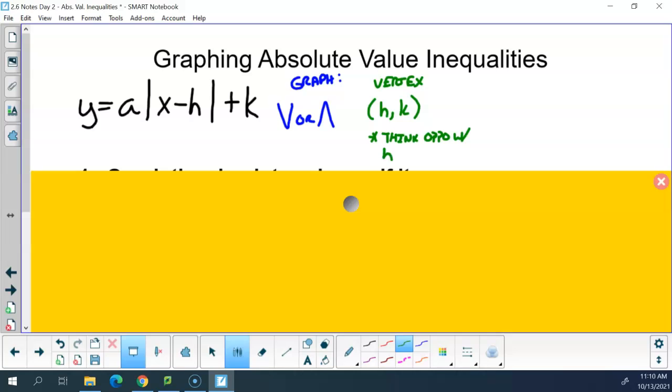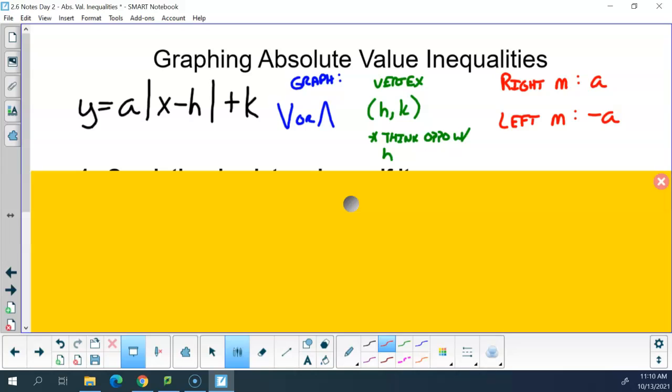And we think oppositely with h. Okay. Slope of the right side. Left side slope. So we have all those from when we did graphing absolute values last week.